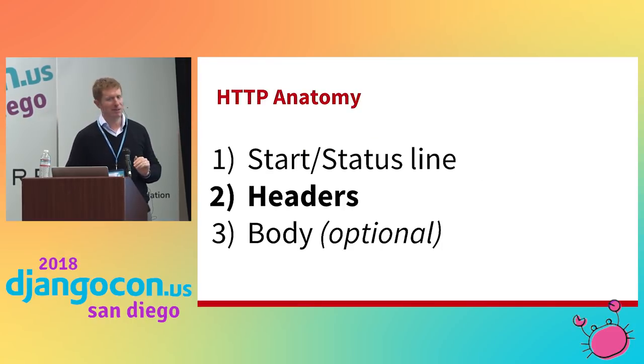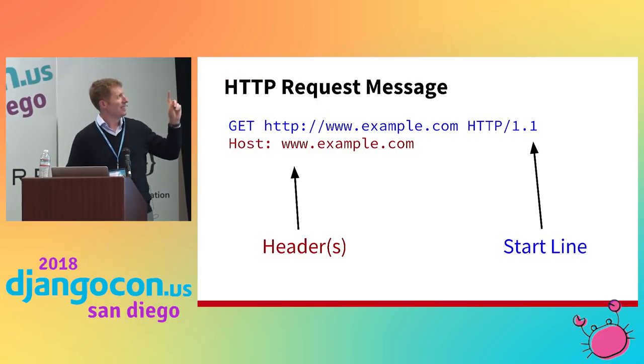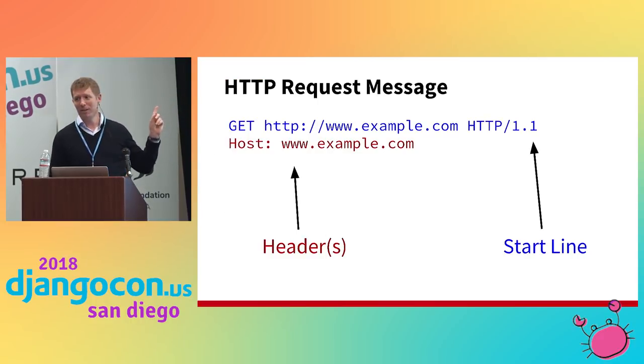All right, headers. This is the trick question. With 1.1, you have to have a host, but that's it. With a post, you need more information: you need a content length or transfer encoding. But for a GET request, all you need is a host.